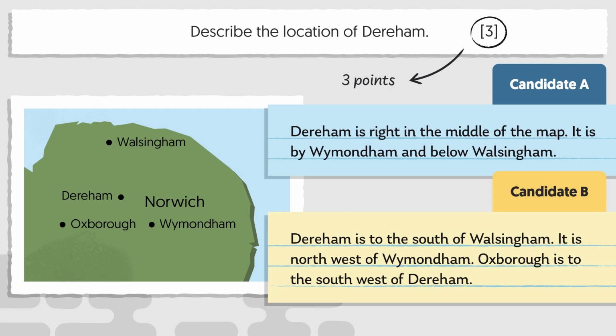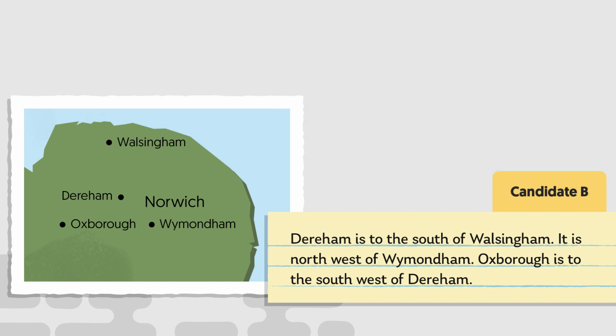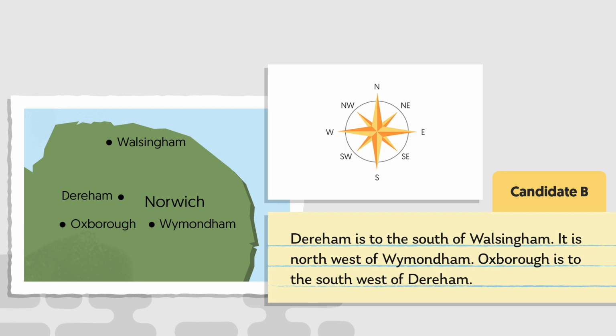Both candidates have made 3 points, which is the right thing to do for 3 marks. But ask yourself which answer would help you to find Dereham. Candidate B has the better, more geographical answer. You should describe places in relation to others using compass directions, like candidate B has done in this example, describing Dereham as south of Walsingham and northwest of Wymondham.